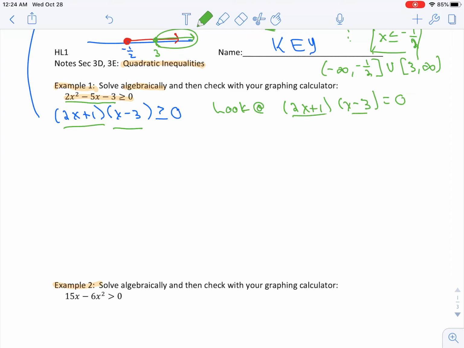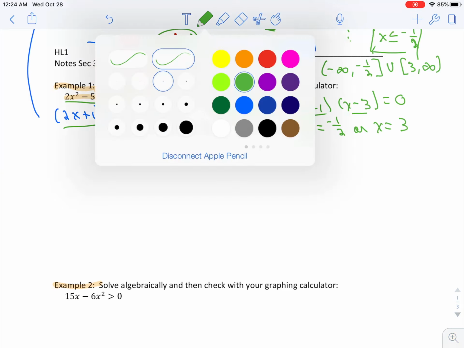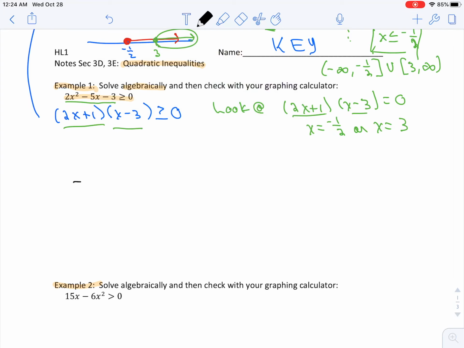If we set each of those equal to 0, we can see pretty easily that x is negative 1/2 or x is equal to 3. So what we're going to do is make a sign chart, or a sign number line. Down here on the bottom, we'll put the x values. The important x values here are negative 1/2 and 3. And then up here, we're going to put our signs for this expression. So we'll put pluses and minuses and zeros.